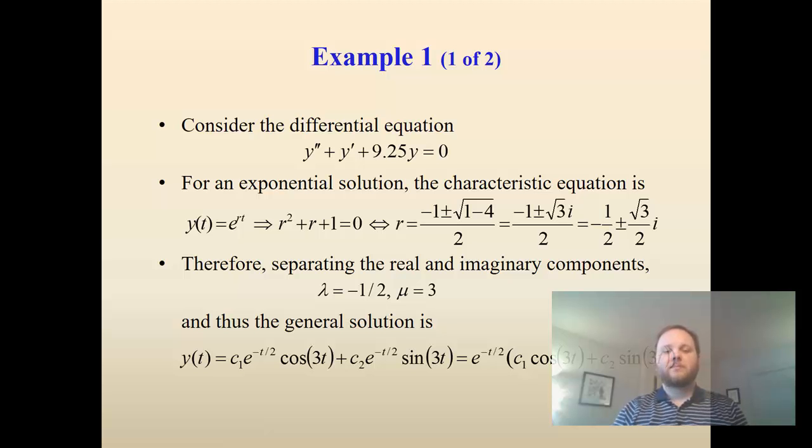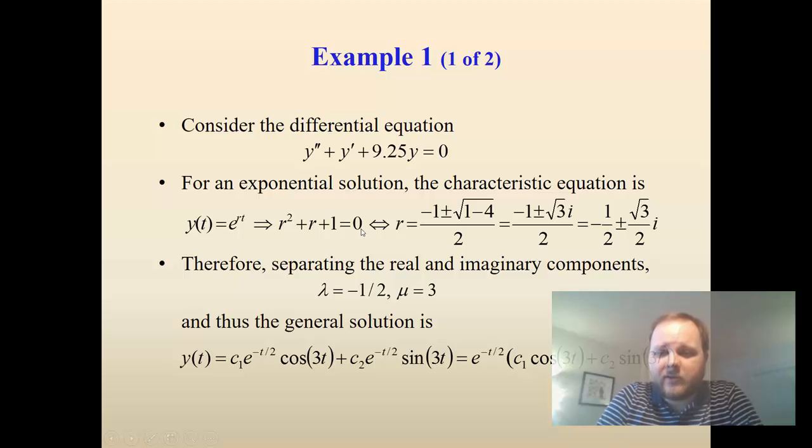So this slide is a little bit messed up, and I tried to change it, but PowerPoint doesn't want me to change this. So instead of a 9.25 there, I want you to imagine a 1. So this is y double prime plus y prime plus y is equal to 0. When I plug this into the characteristic equation, I get that equation. That is correct. I'm going to build off of this. r squared plus r plus 1 is equal to 0.